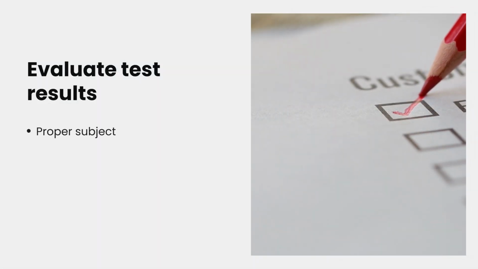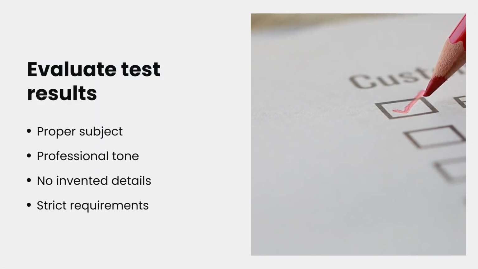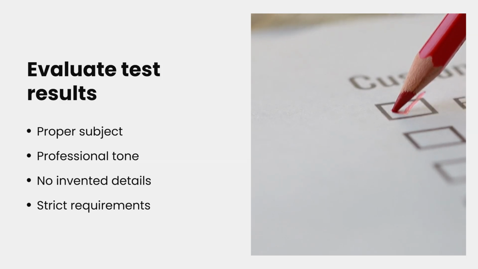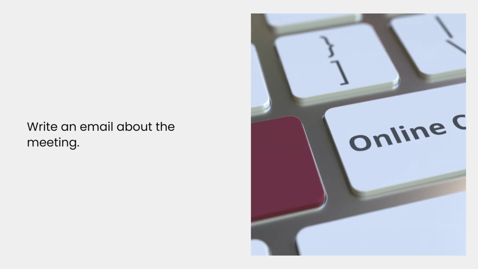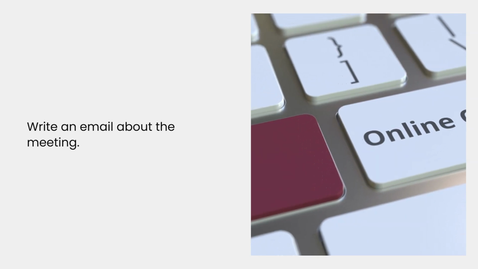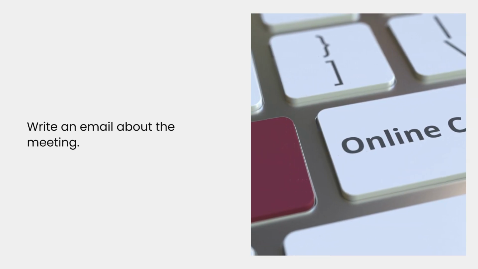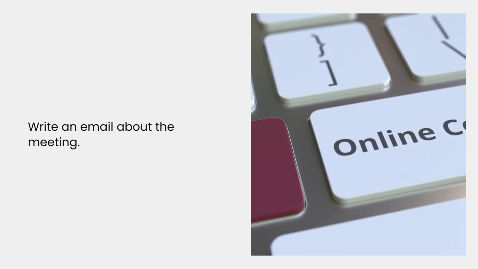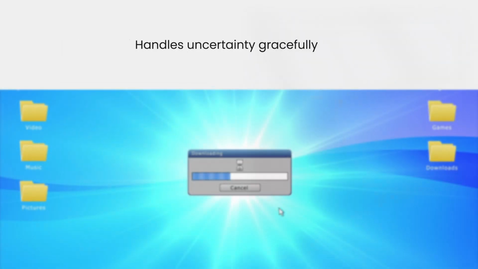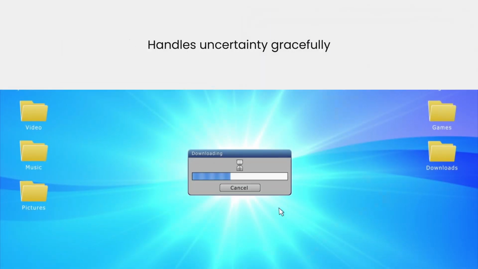Did it create a proper subject? Is the tone professional? Did it avoid inventing details? Testing isn't just about a good-sounding result. It's about strict adherence to requirements. Test incomplete prompts next. Enter: Write an email about the meeting. The GPT should respond with clarifying questions, not fabricated details. Real users rarely provide perfect context. A reliable GPT handles uncertainty gracefully.